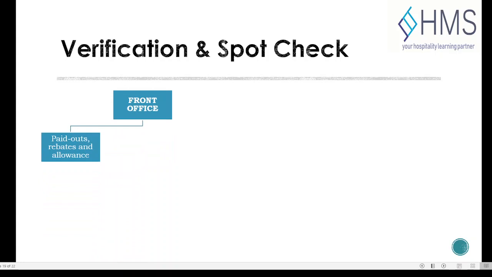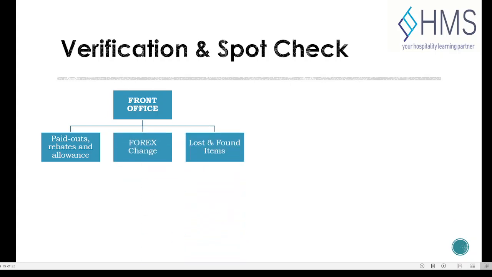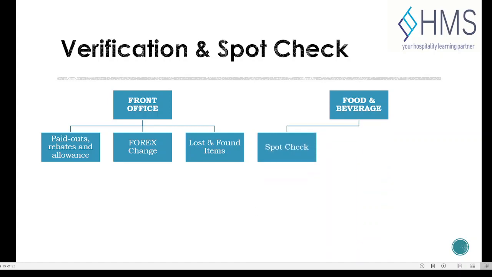The other verification and spot checks, other than what we have discussed, include the paid outs, foreign exchange, and lost and found items. Lost and found items are also important in making sure that there is nothing happening there. So they have to spot check whether the records are correctly maintained, whether the physical goods are matching with the records, and there are enough records for giving them back to the hotel guest or to the hotel staff, right?